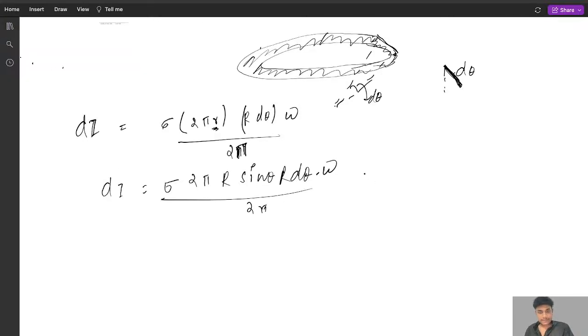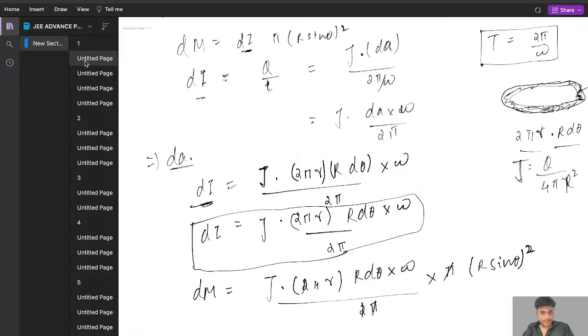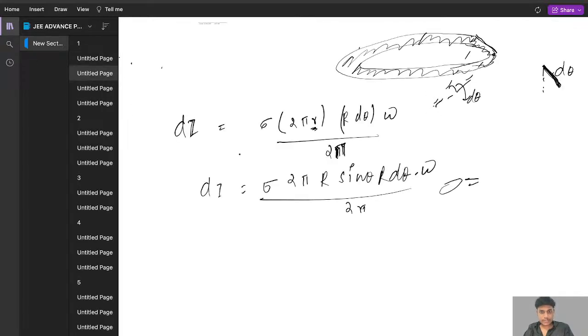From where we get that is equal to, what is our dm, that is j. If you cancel out these things, you get dm is equal to 2 pi r dr d theta omega r sine square theta. Please solve this and put the small r value as r sine theta. I forgot that, that's why I got confused.